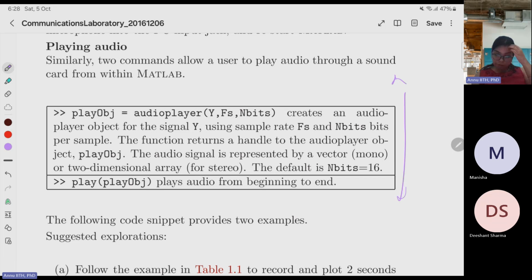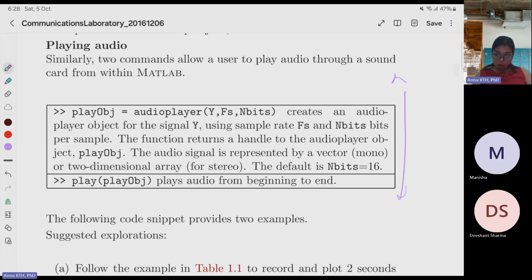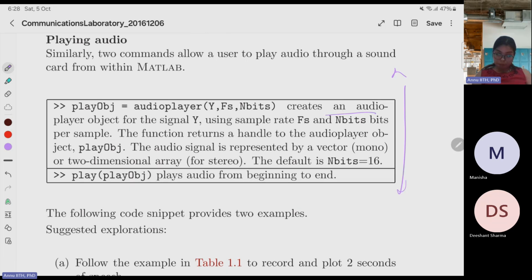Playing audio. Similarly, two audio commands allow a user to play audio to the sound card within MATLAB. It will first create an audioplayer object. And these are the default code that is already existing. So the classes are already existing in MATLAB. We are creating an object of that. And once the object is created, it is just like a class in object-oriented programming. And as we know, MATLAB also follows OOPS concepts. So it just writes a class. It has member functions and member states.